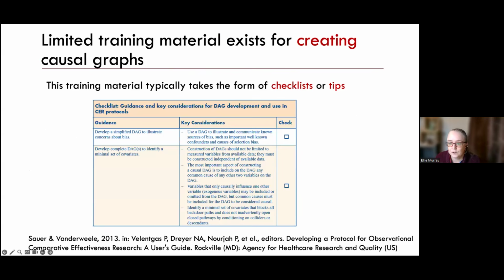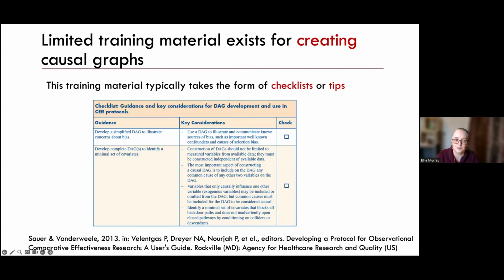And when we look for training materials that talk about creating graphs, as opposed to just reading them or reading the biases off them, what we often find is that these take the form of checklists or tips. This is an example from an Agency for Healthcare Research and Quality document on how to develop a protocol for observational comparative effectiveness research. In the chapter written by Sauer and Vanderweele, they have this checklist for DAG development.